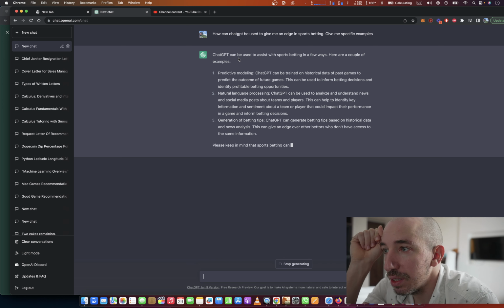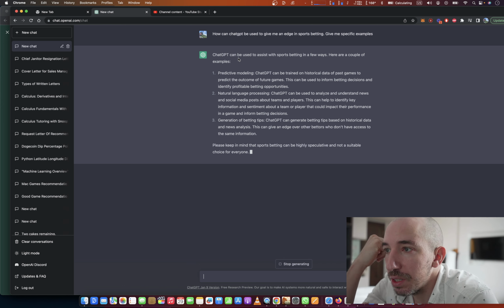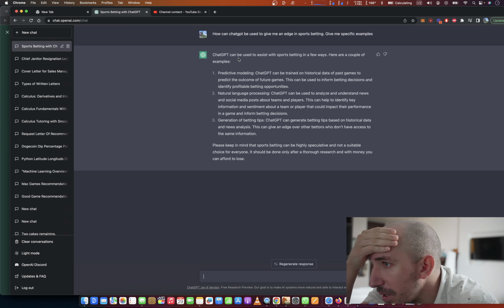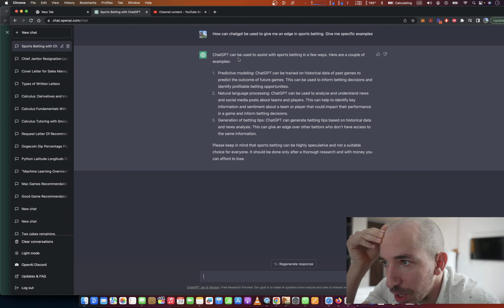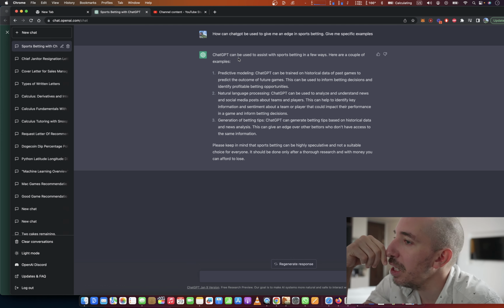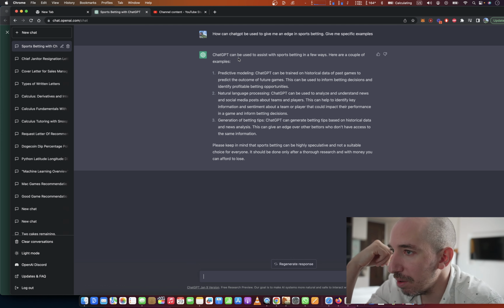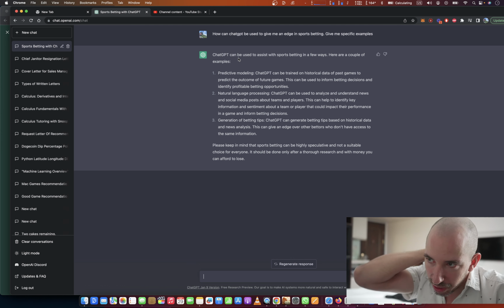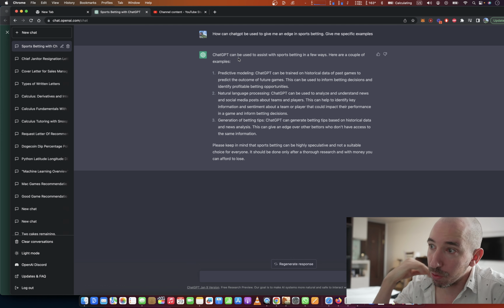Natural language processing. ChatGPT can be used to analyze and understand news and social media posts about teams and players. This can help to identify key information and sentiment about a team or player that could impact their performance in a game. Generation of betting tips. ChatGPT can generate betting tips based on historical data and news analysis. Keep in mind that sports betting can be highly speculative.